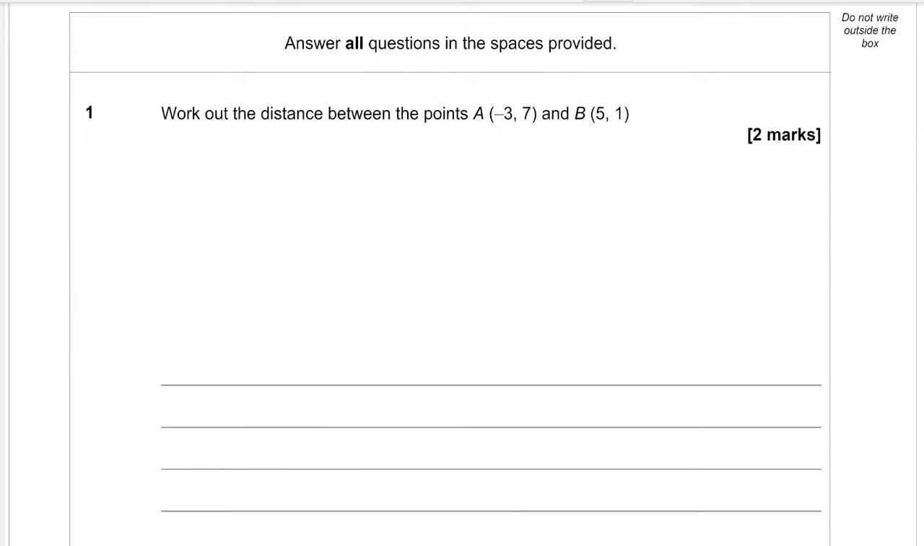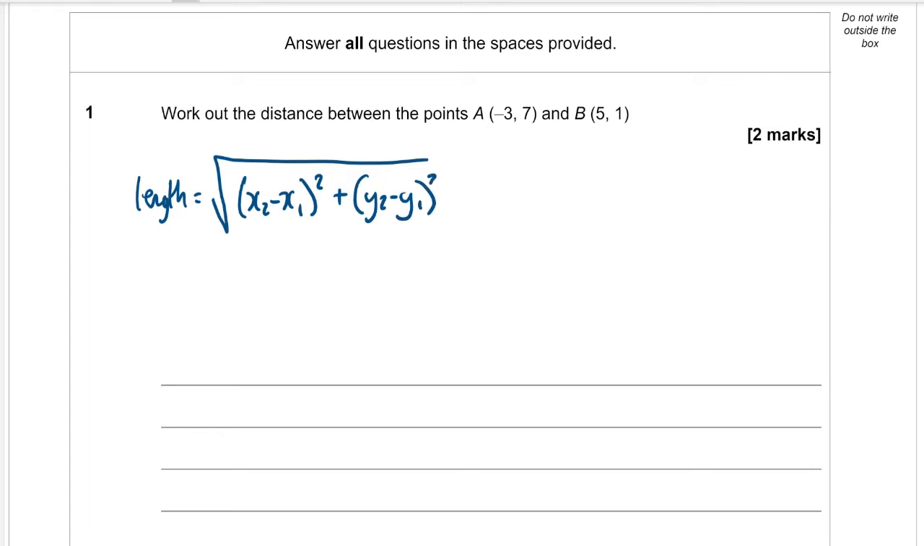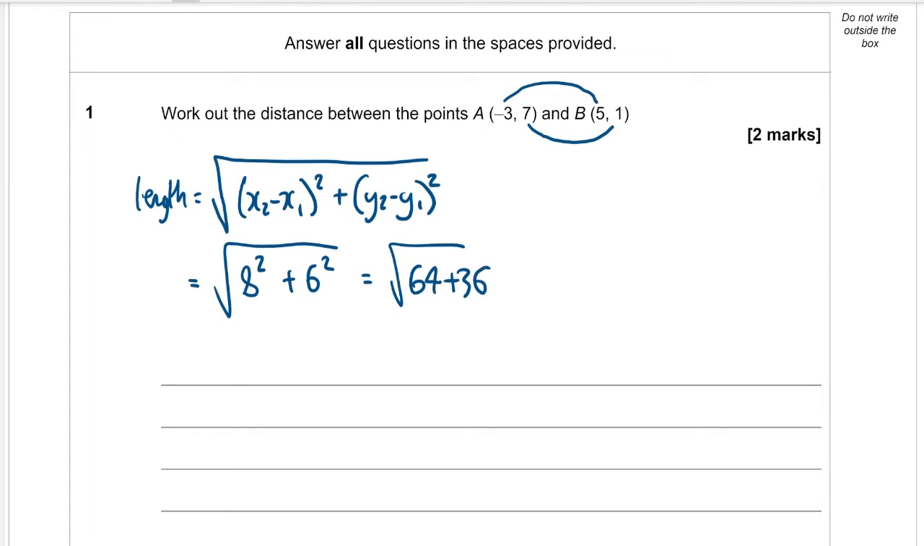Question 1, we're asked to find the distance between 2 points. Now we need to use the length equation, which is the square root of the differences in the x squared plus the differences in the y squared. So essentially making use of Pythagoras' theorem. So the difference in the x, well, that changes by 8, so that's 8 squared. And the differences in the y, well, that changes by 6, so 6 squared, square rooted, which is the square root of 64 plus 36, which is the square root of 100, which is equal to 10.